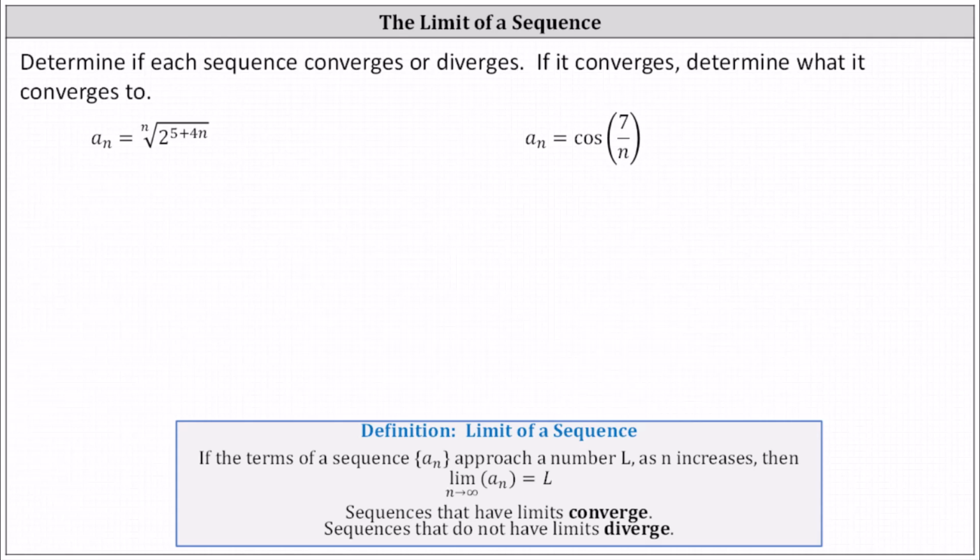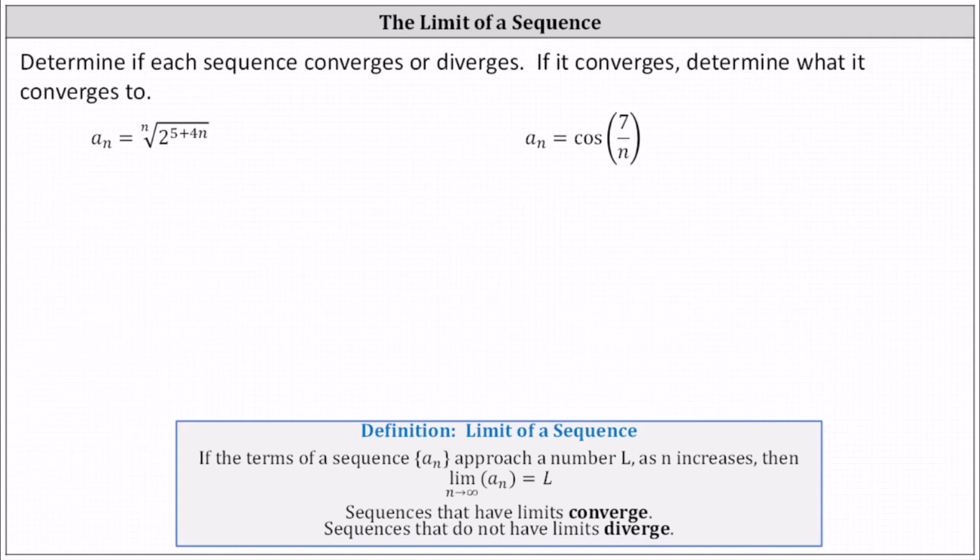We want to determine if each sequence converges or diverges. If it converges, determine what it converges to. To do this, we'll treat the formula for the terms of the sequence as a function of n and determine the limit as n approaches infinity. If the limit equals L, some particular value, then the sequence converges and it converges to the value of L. If the limit does not exist, the limit diverges.